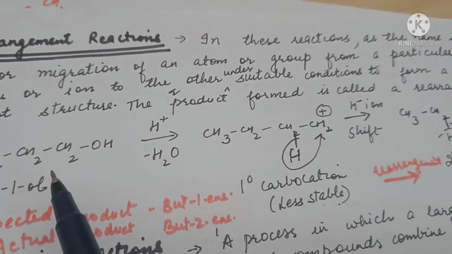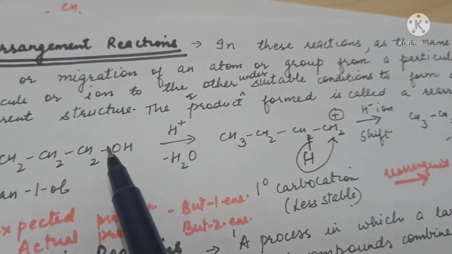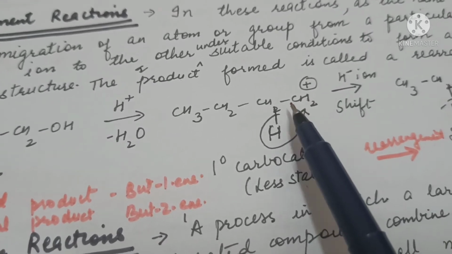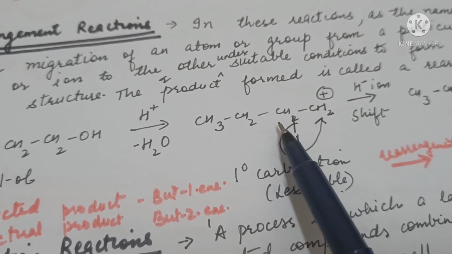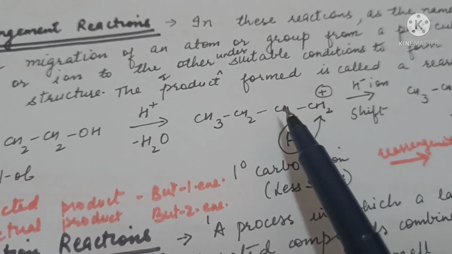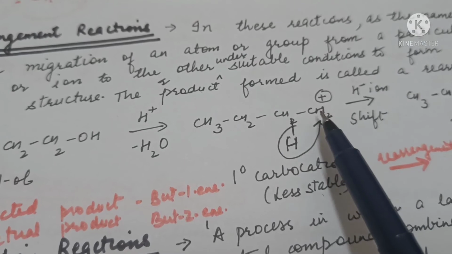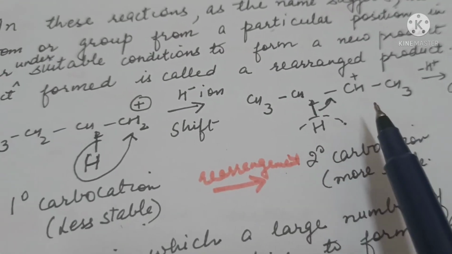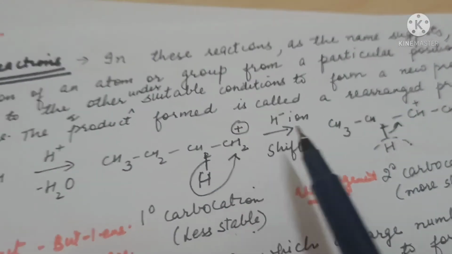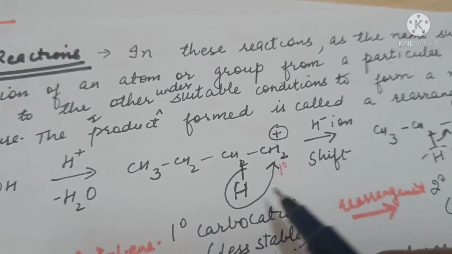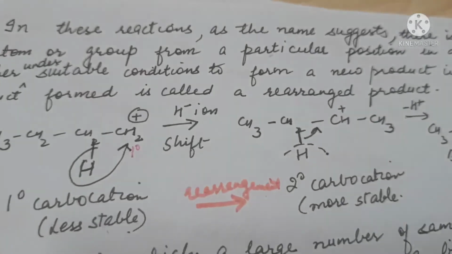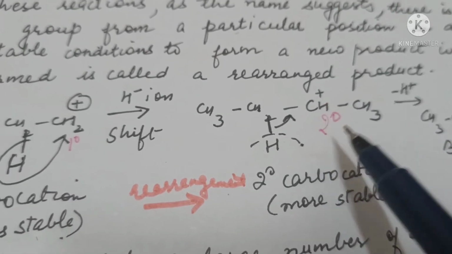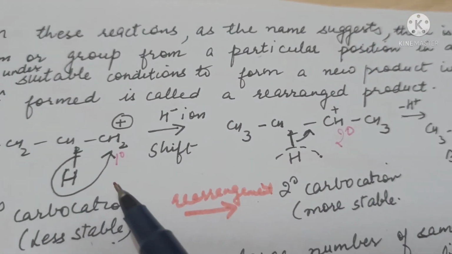But when water is eliminated, the carbocation formed is a primary carbocation. The positive charge is on a carbon atom which is attached to only one carbon atom. But there will be a shift of hydride from this position to this carbocation positive charge position, so that a more stable secondary carbocation is formed. So instead of positive charge being present on a primary carbon atom, the shift will occur so as to have a positive charge on the secondary carbon atom, secondary carbocation being more stable than primary carbocation.